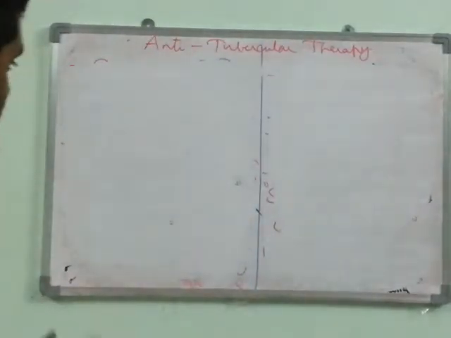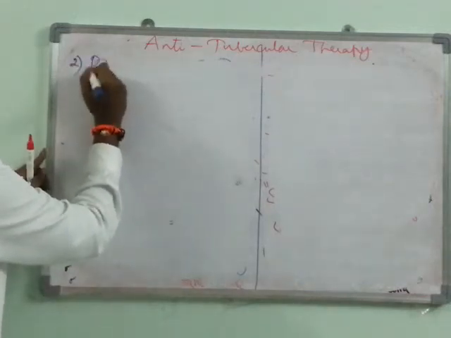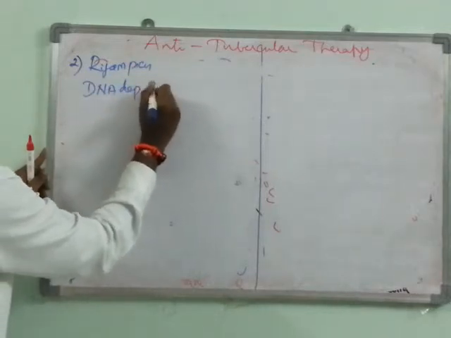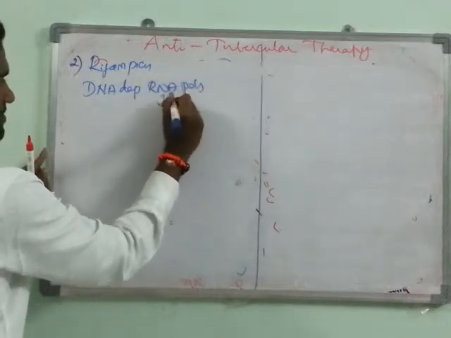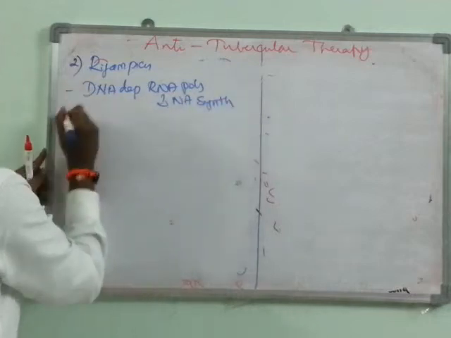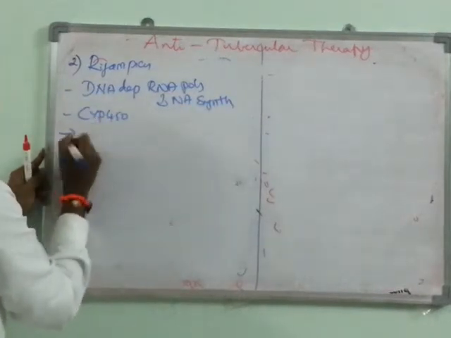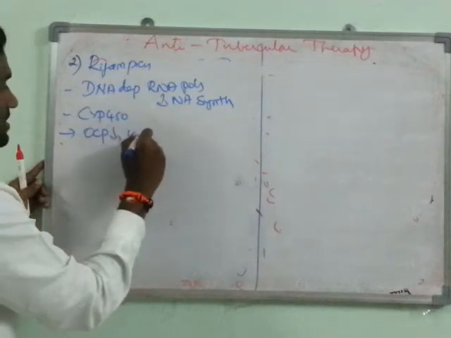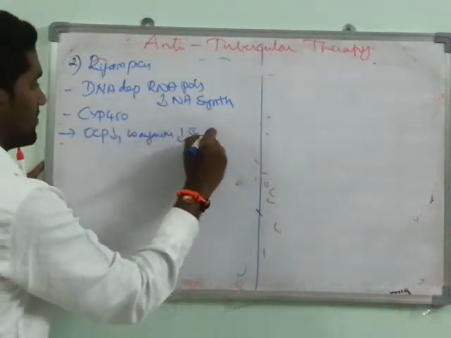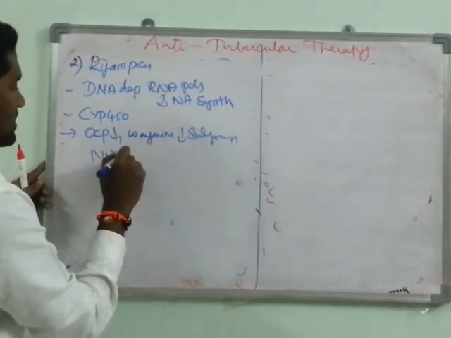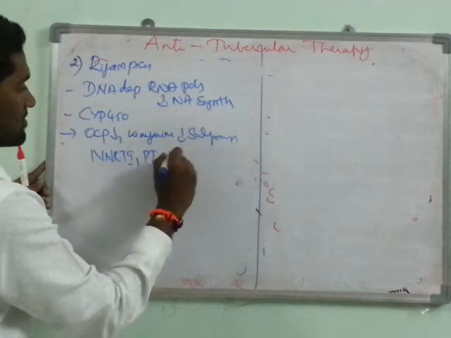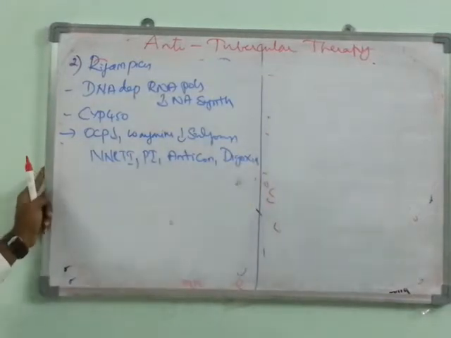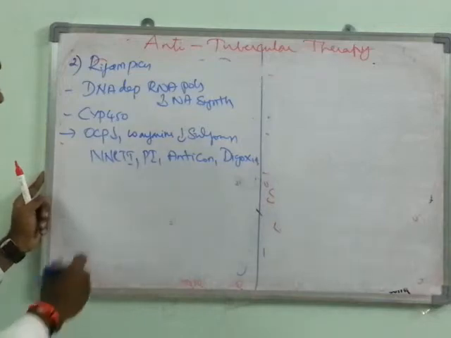Coming to the next drug, another important drug, rifampicin. The mechanism of action is through DNA dependent RNA polymerase. It decreases nucleic acid synthesis. It can induce CYP450. It decreases the level of OCPs, warfarin, sulfonylureas, NNRTIs like nevirapine, protease inhibitors, anticonvulsants, digoxin, etc. That's why these doses should be titrated accordingly when given with rifampicin.